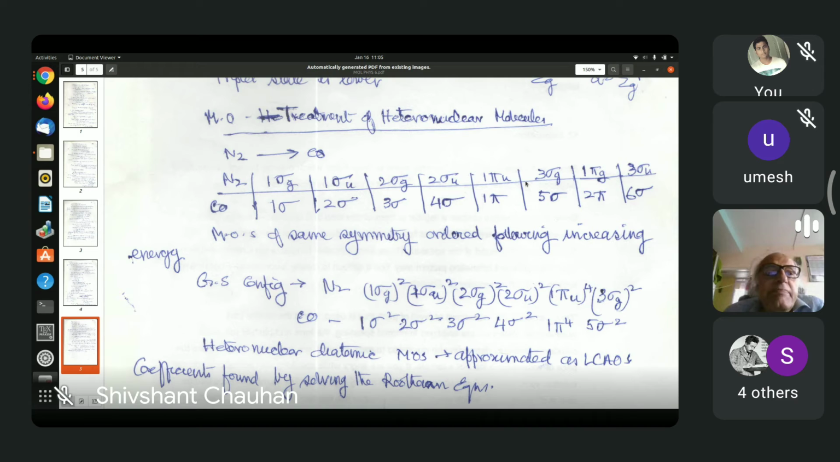So the ground state configuration of N2 with 14 electrons is written here, and correspondingly we can expect the ground state configuration for CO to be also the same, but here the g and u subscripts are missing, and we should have the designation of the electronic states in a different way. 1 sigma g, because there is no 1 sigma u, it will be 2 sigma. But of course, this will not help if the nuclear charges are widely different.